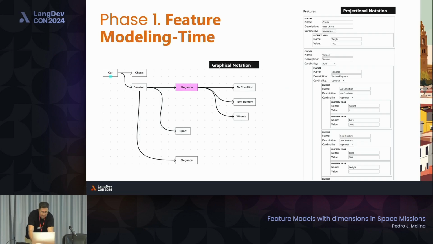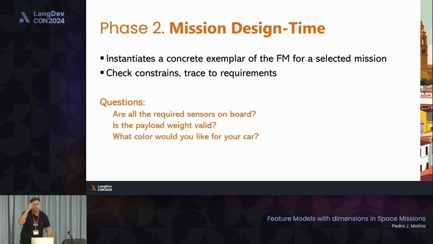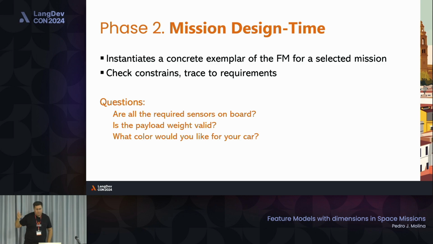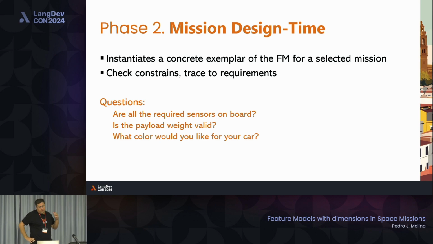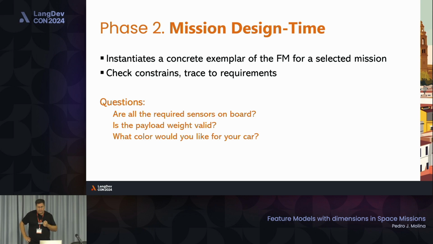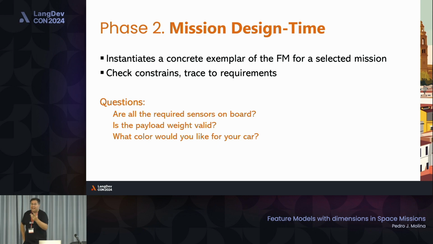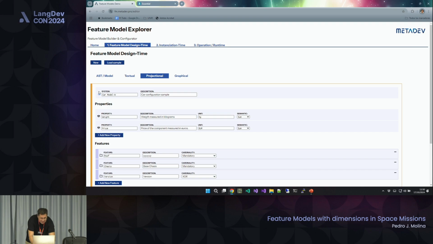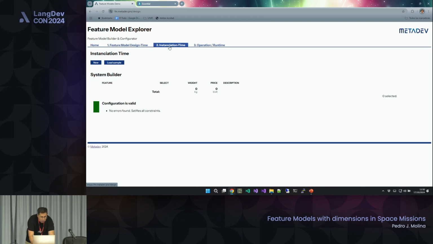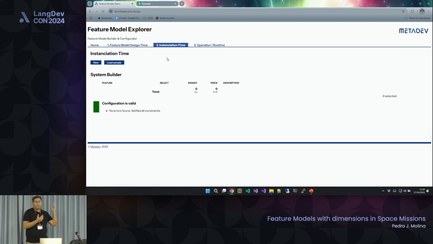Okay, second phase. Let's talk now about mission design time. In this case, the relevant questions are: do we have the required sensors on board? Is the payload weight still valid? Or what is the color of the car you want to buy? Okay, so in these cases, let's go to the demo here. We need to do an instantiation of our feature model.